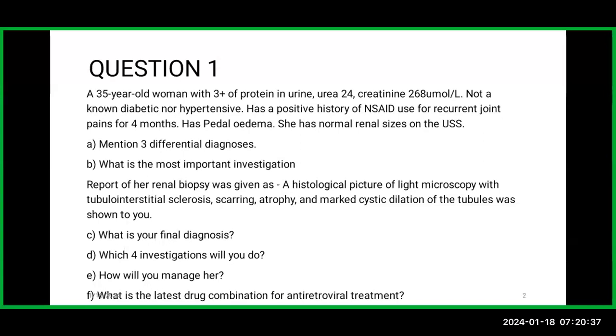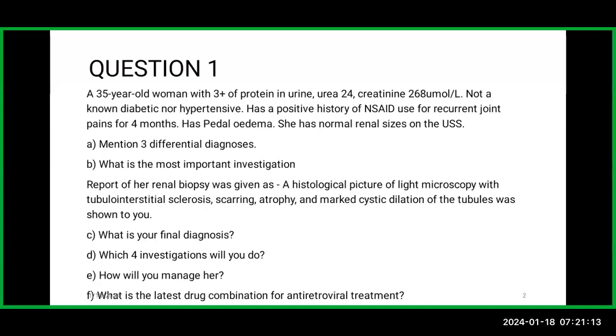Now, from this information given, I disagree with your diagnosis. If a patient has 3 pluses of protein in their urine, what that means is that the person is spilling at least 2 grams of protein in 24 hours. Now, there is no tubulointerstitial disease that will make you spill that much protein. In other words, this patient may have some form of glomerular disease. That's the first thing.